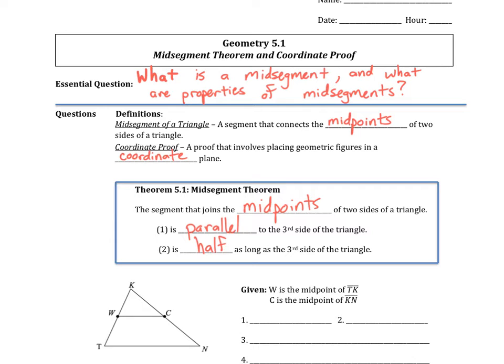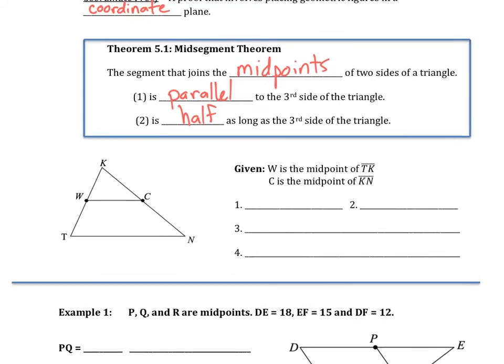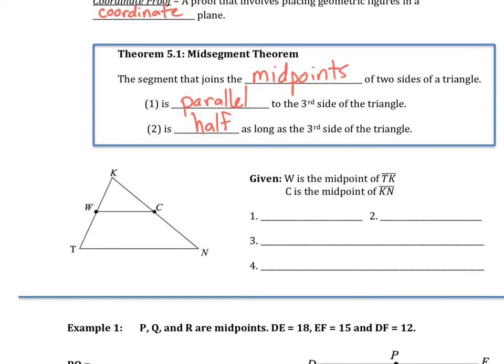So the mid-segment is parallel to the third side, and it's half as long as the third side as well. So if you look at this first example, the first picture, it says if we are given that W is the midpoint of TK, so W is the midpoint, and C is the midpoint of KN, so notice that WC connects the midpoints. So what can we say about this then? Well, we can say that we know KW is equal to WT and KC is equal to CN.